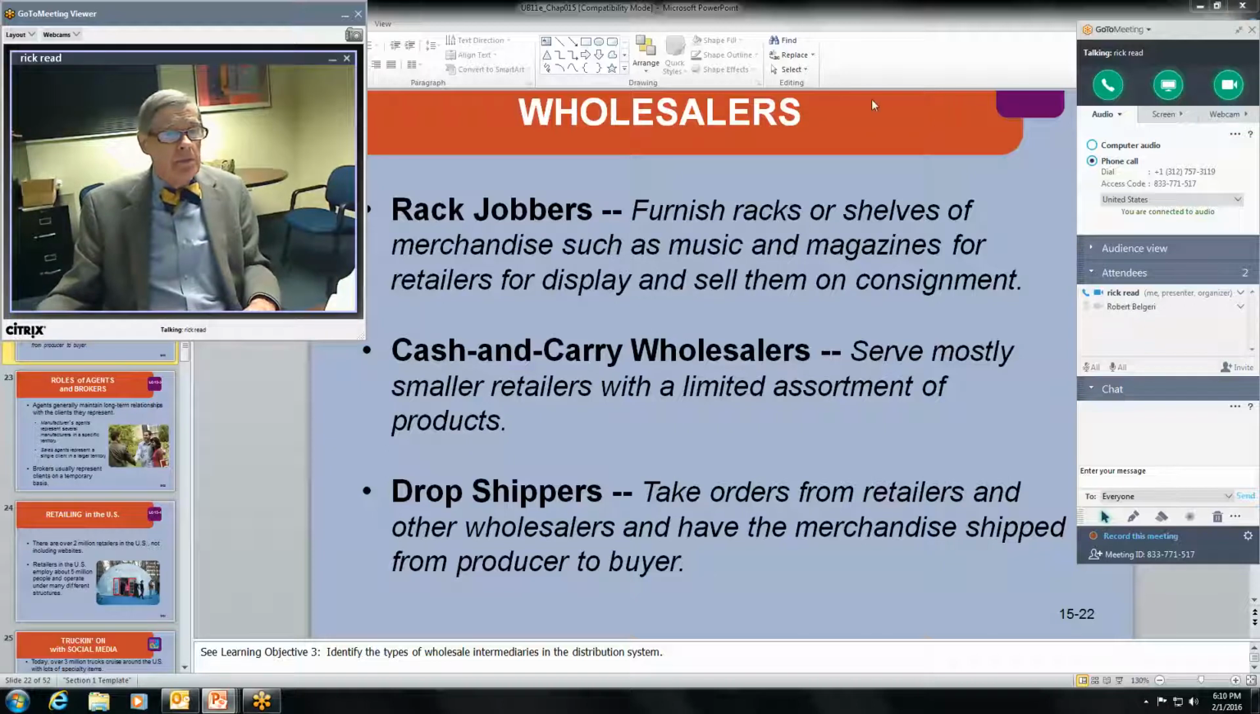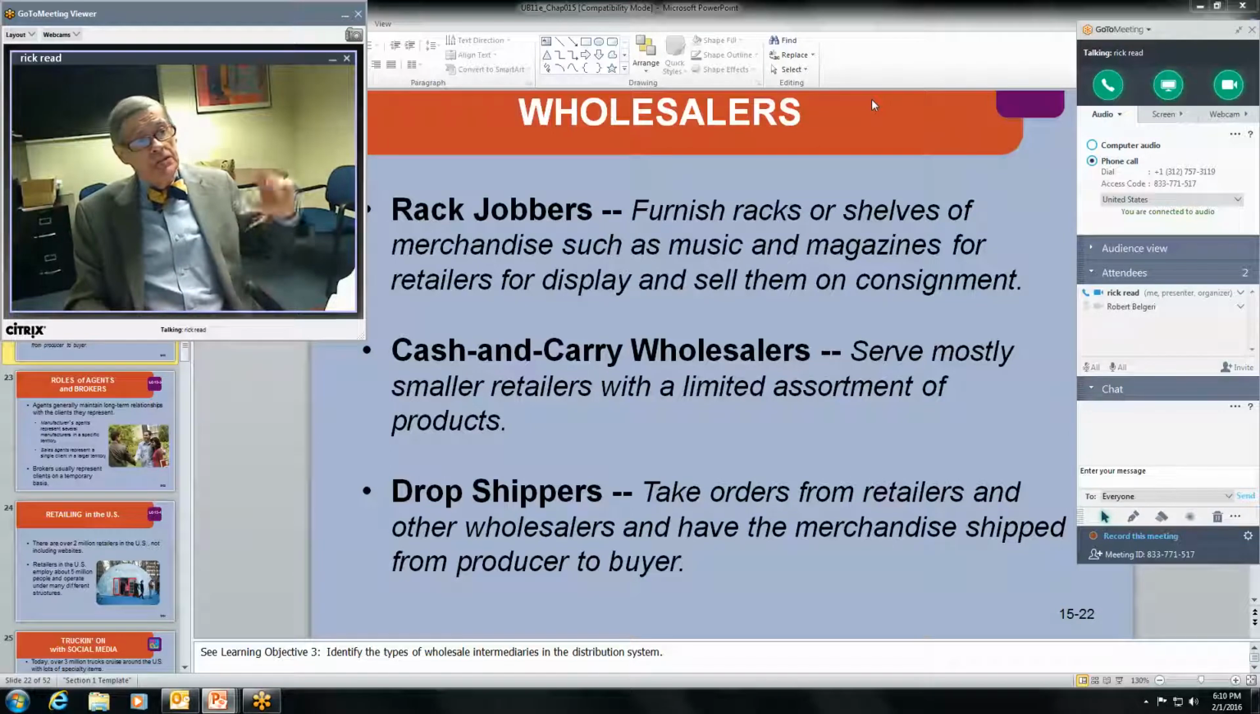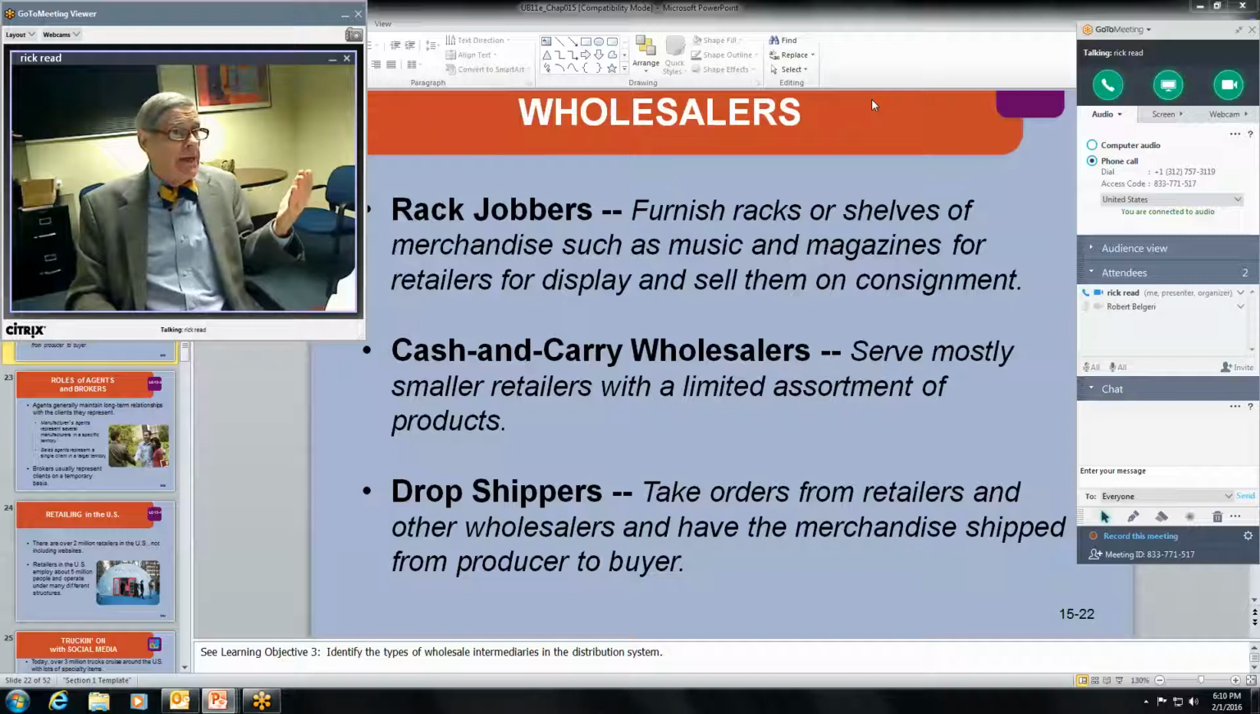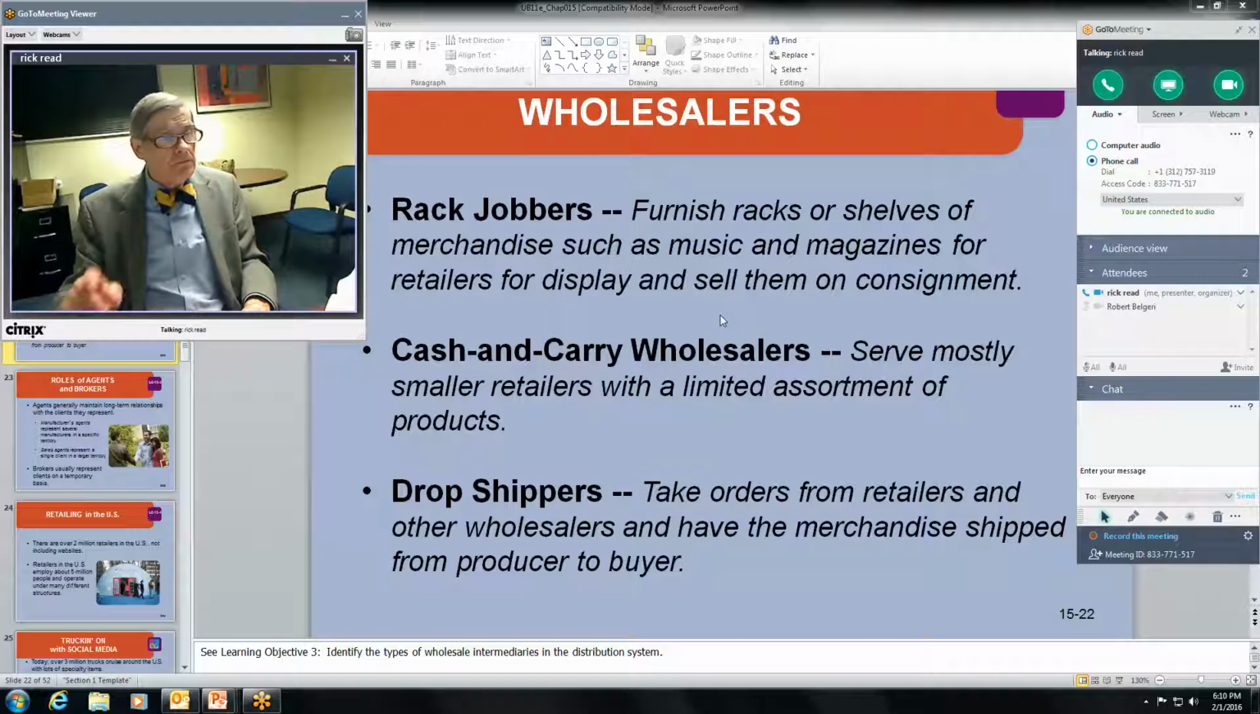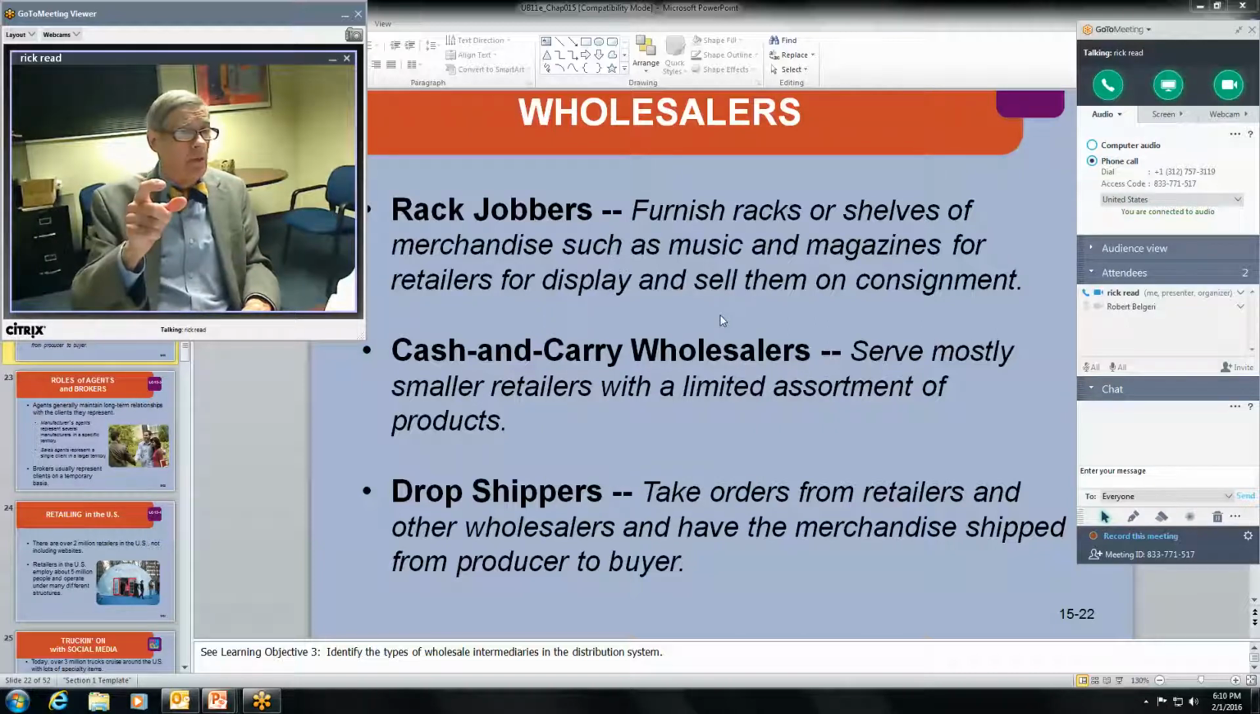Now, here are some other wholesalers that we don't think about, but they're around. These three on here: rack jobbers, cash and carry wholesalers, and drop shippers. Notice what a rack jobber does. He or she provides merchandise on racks or shelves, and they're displayed and sold on consignment. So in other words, whatever store a rack jobber puts his or her racks and shelves in, the store doesn't pay anything until there's a purchase.